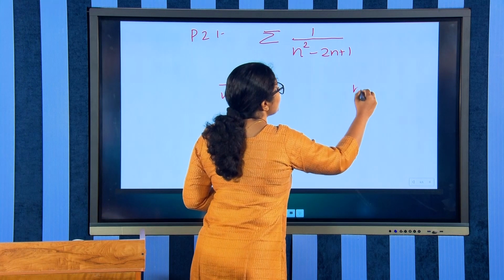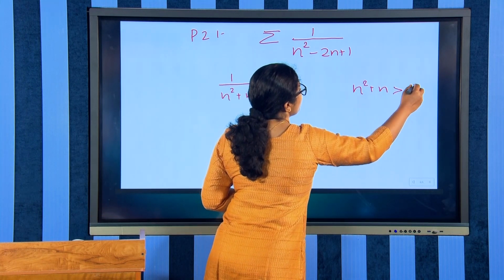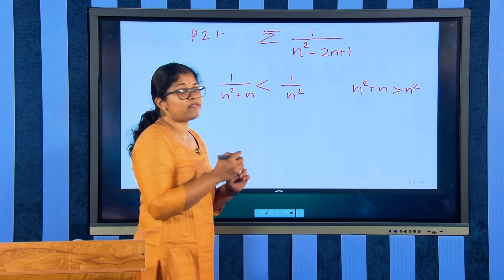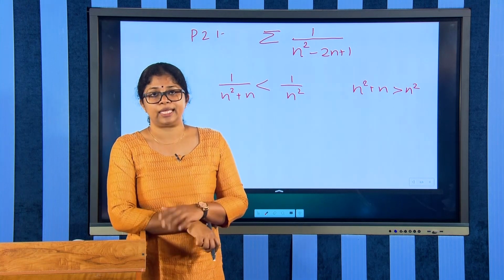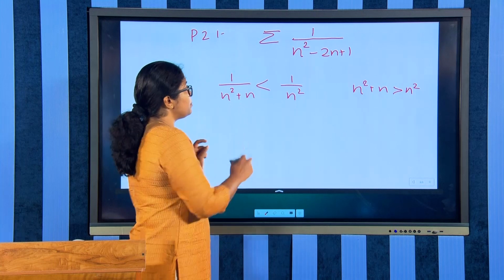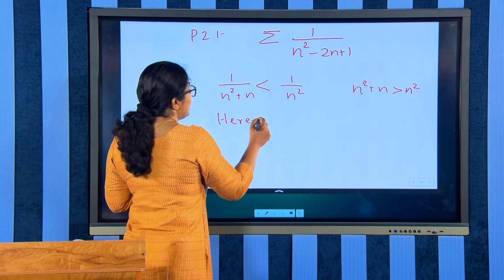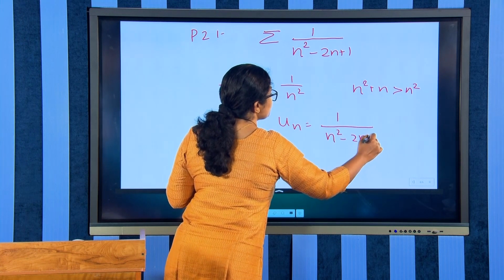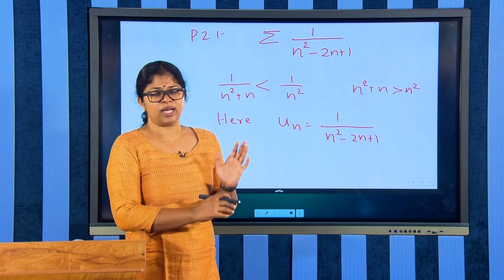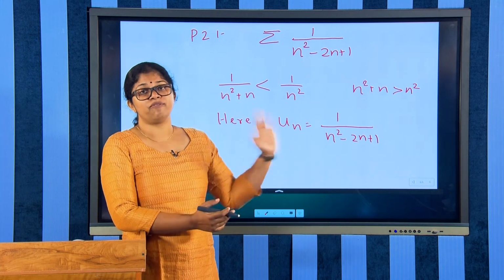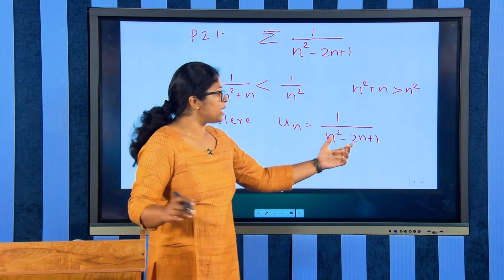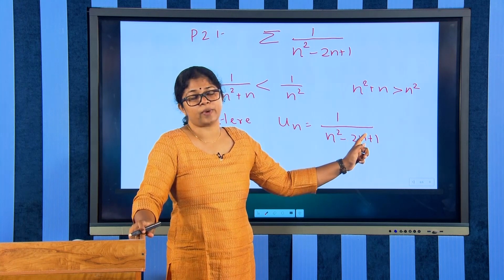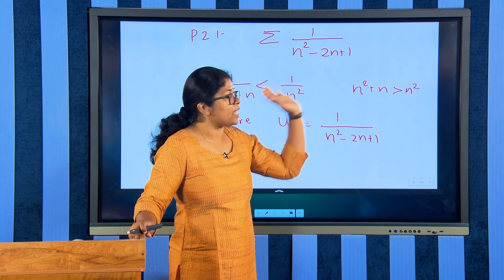So, we could very well write n square plus n is greater than n square, so that we could write 1 upon n square plus n is less than 1 upon n square, and we were able to apply the direct comparison test very quickly. But here the nth term un in this problem is nothing but 1 upon n square minus 2n plus 1, which we are not so sure whether it is less than 1 upon n square for every value of n, because the denominator contains a negative notation as well, n square minus 2n plus 1. So, we are not sure whether we can write like this or not.